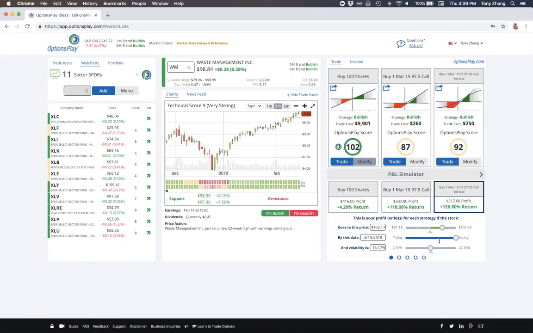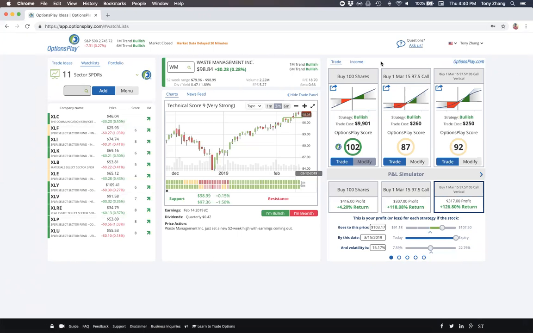So for those of you that are brand new to OptionsPlay, this is the tool that you have access to. You can sign up for a free trial at OptionsPlay.com. The platform itself is divided into 3 sections. We have trade ideas, watch list, and portfolio on the left-hand side. In the middle panel, we have our security analysis panel. On the right-hand side, we have trading and income.